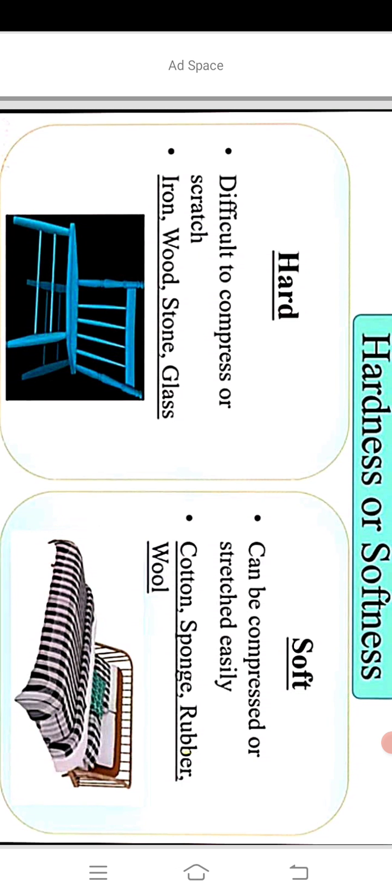For example, cotton, sponge, rubber, wool are soft materials. Iron, wood, stone, glass are hard materials. Okay. So hard materials, soft materials. Materials which can be compressed or stretched easily are called soft, while materials which are difficult to compress are called hard. For example, cotton or sponge is soft while iron is hard.